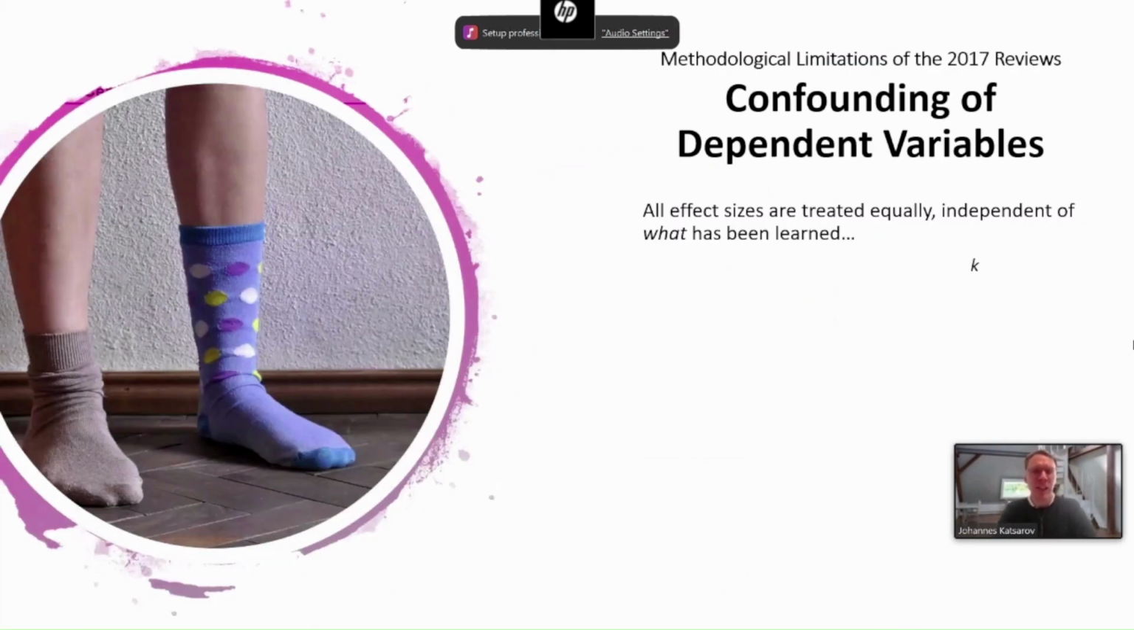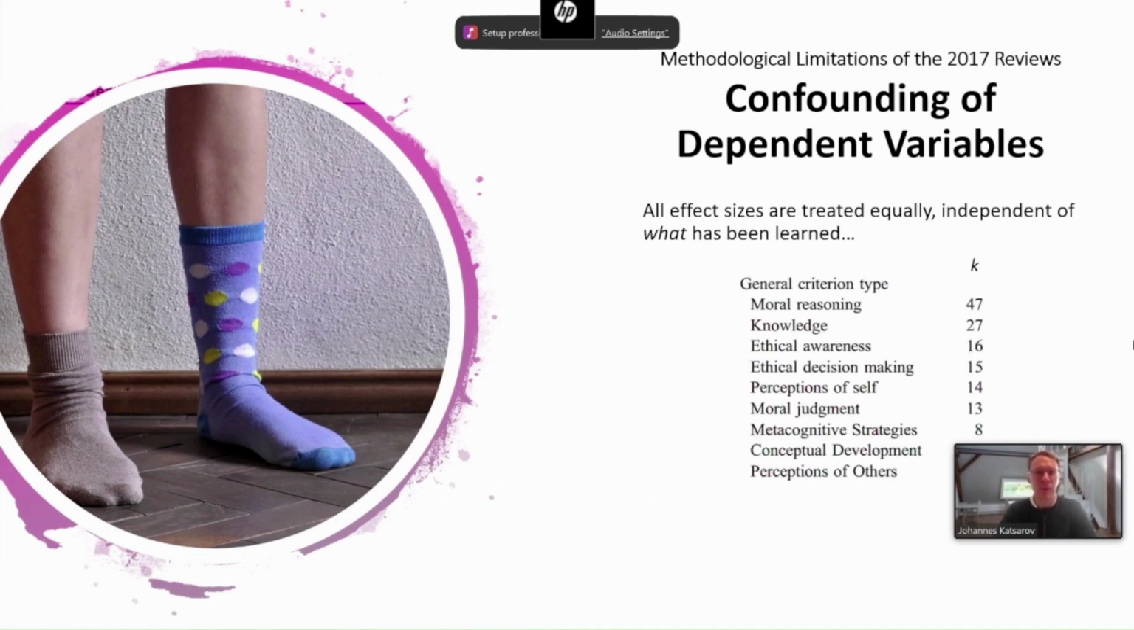This is the second methodological limitation of these reviews. They basically confounded all kinds of different variables, treated all effect size equally independent of what has been learned, whether it was moral reasoning or knowledge or ethical awareness.